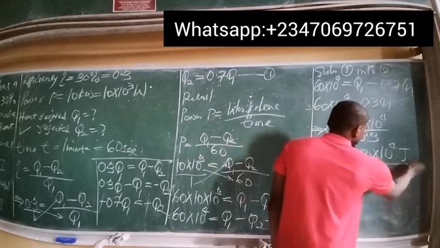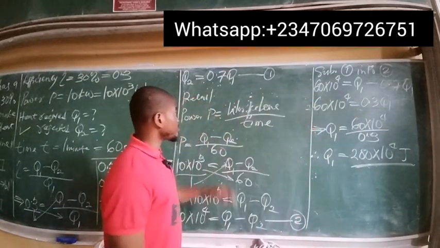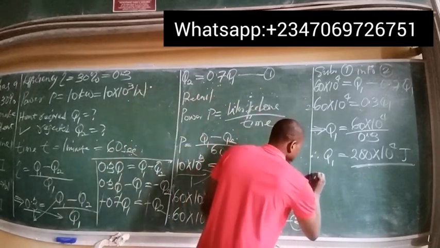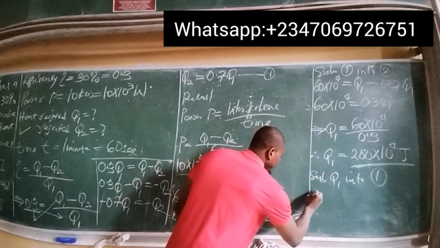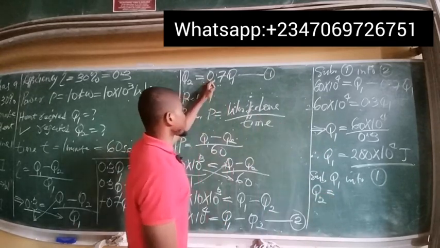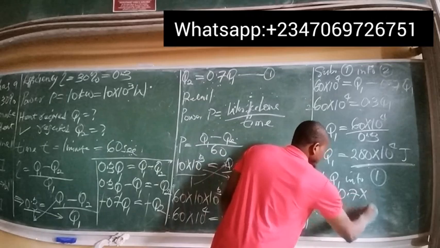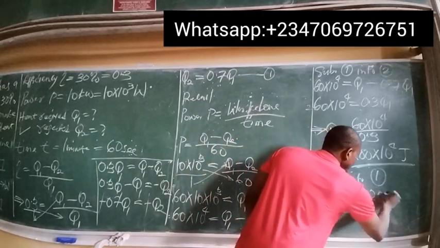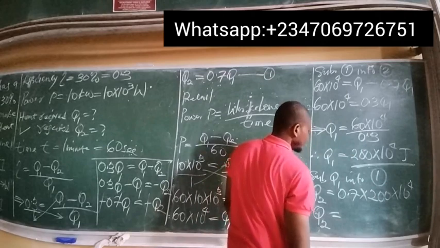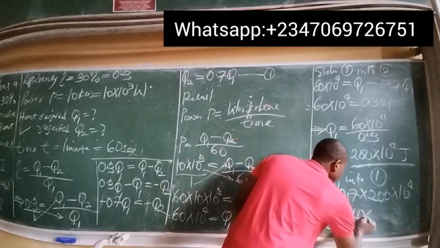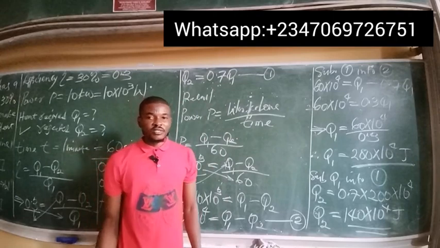So you have this to be the heat supplied, and if you know Q1, we can simply find Q2 from equation 1. So substitute Q1 into equation 1, and from equation 1 we have that Q2 is equal to 0.7 Q1. So that's 0.7 multiplies Q1, which is 200 by 10 to the power of 4, which means Q2 is equal to 140 by 10 to the power of 4 in joules. So these are the values of the heat supplied and the heat rejected by the engine.